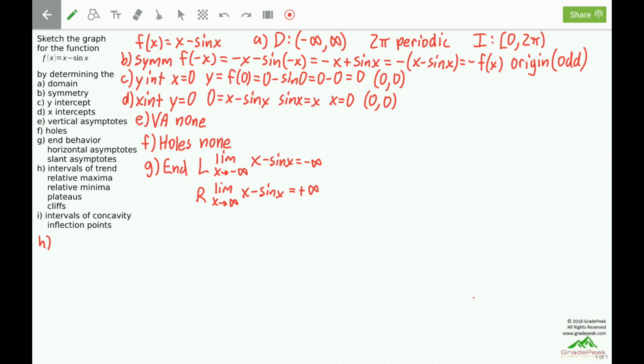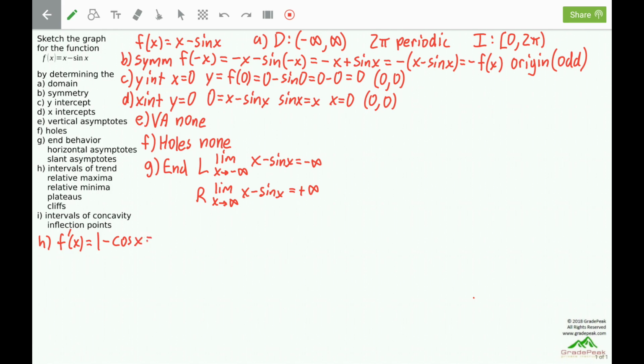For part H, we want to determine the intervals of trend, relative maxima, relative minima, plateaus, and cliffs. All of this involves the first derivative, f prime of x. We can take this right from f of x. Derivative of x is 1, minus derivative of sine x is cosine x.